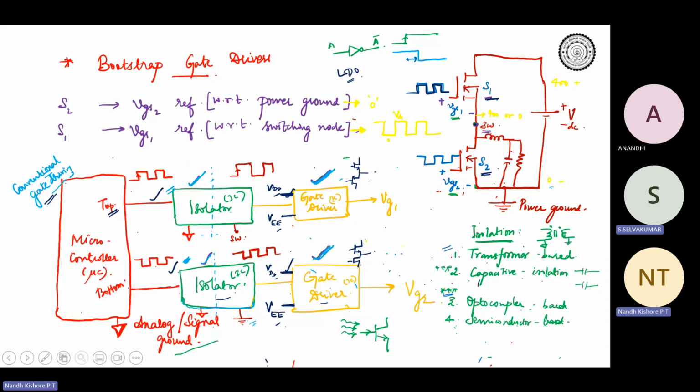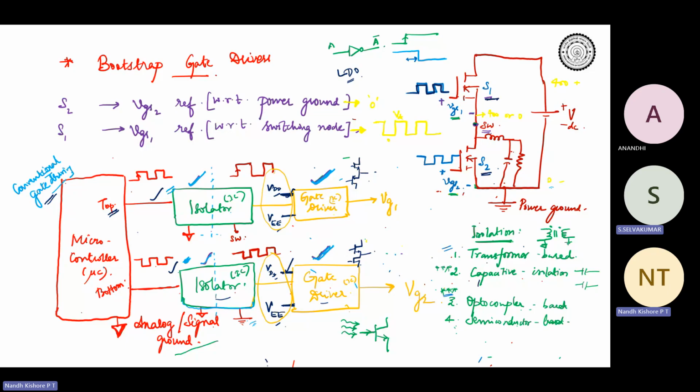Yeah, so we started off over here, right? Conventionally, you have the microcontroller, and then you need to have two isolators for the top side and bottom side, and then you need to have two gate driver supplies, that is VDD and VE for the top side, VDD and VE for the bottom side. So you have two gate driver ICs, two isolators, and one microcontroller, and of course two sets of VDD and VE. So this makes things expensive, right?